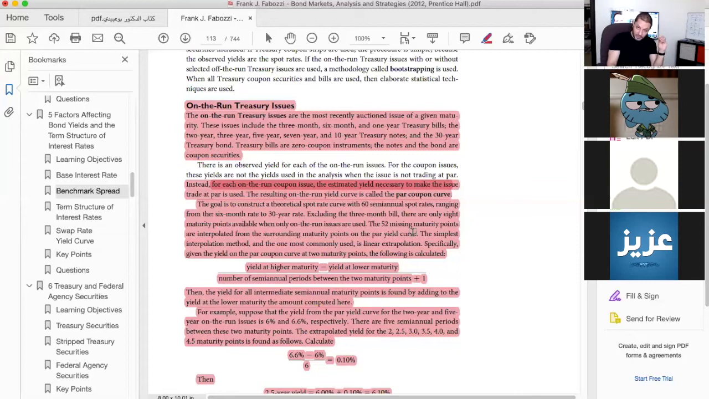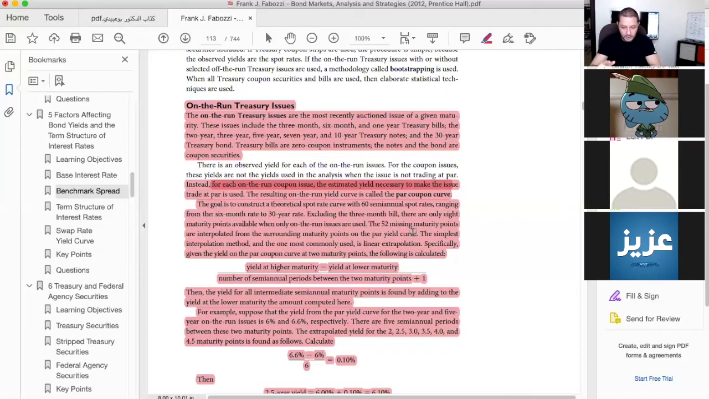Now the bad thing is that for maturities more than 1 year, we cannot. Absolutely, there is no zero coupon instrument offered by the government. All the treasury securities for more than 1 year are offering regular coupon payments. So we have to find a way to compute what we call the theoretical spot rate. We have the observed spot rate for less than 1 year, and now we have to compute the theoretical ones for more than 1 year. So let's see how we can do it.